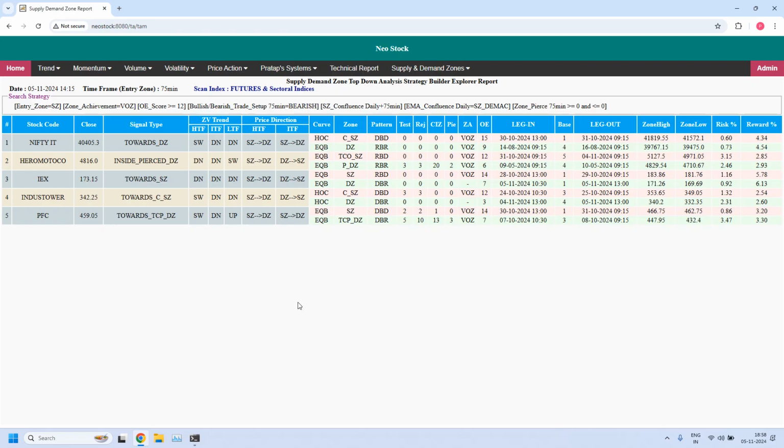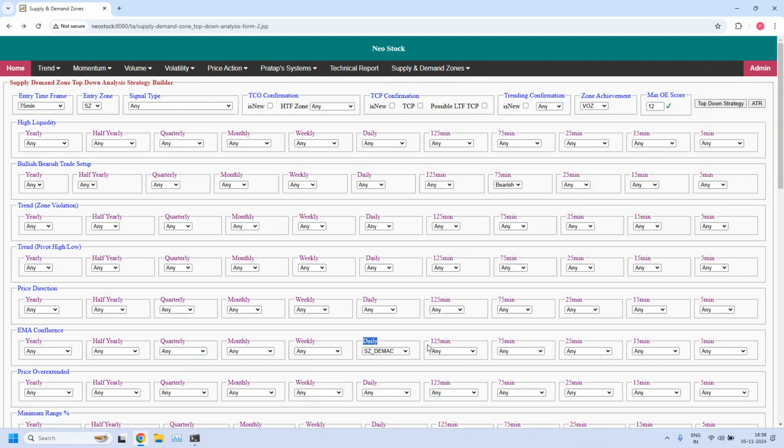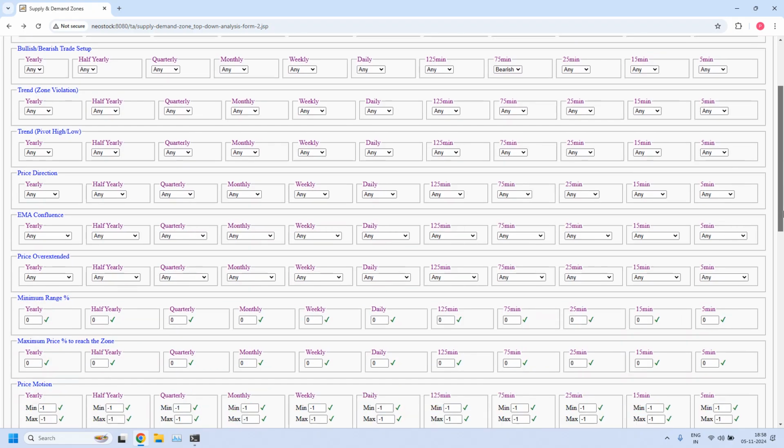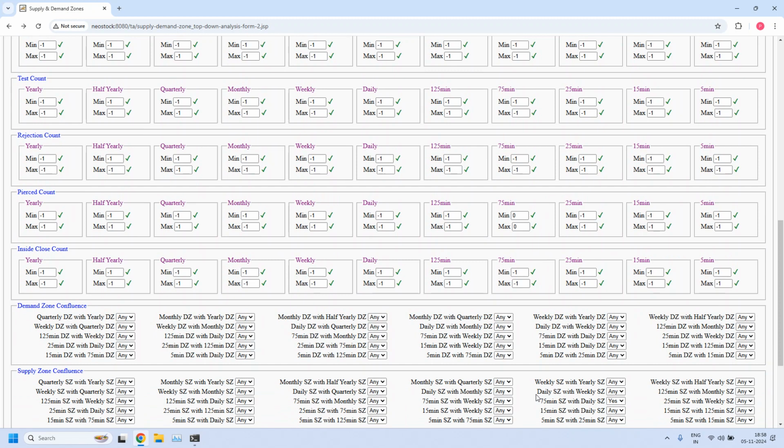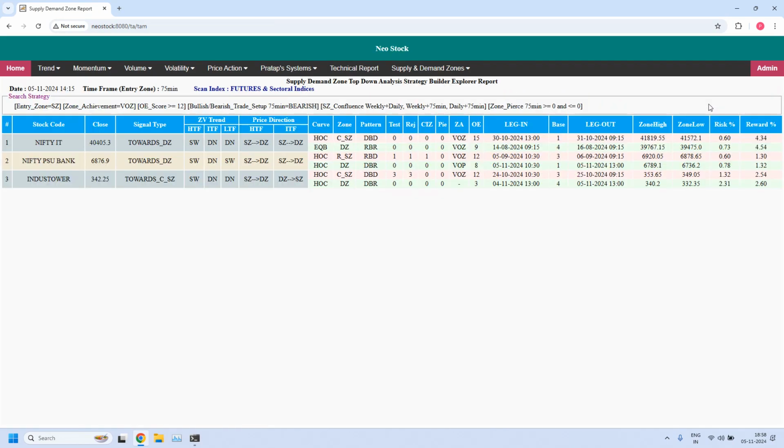Okay, this is based on LTF and ITF supply zone confluence. Now let us look for next filter, LTF, ITF, HTF confluence. I have to remove EMA filter, removed it. So in supply zone confluence, we need to look for 3 filters, LTF, ITF, HTF. In that, one filter is already enabled, that is 75 with daily supply zone confluence is enabled. Next, 75 minute supply zone with weekly supply zone confluence, daily supply zone with weekly supply zone confluence. With all the 3 filters, LTF, ITF, HTF supply zone confluence, we got 3 stocks.